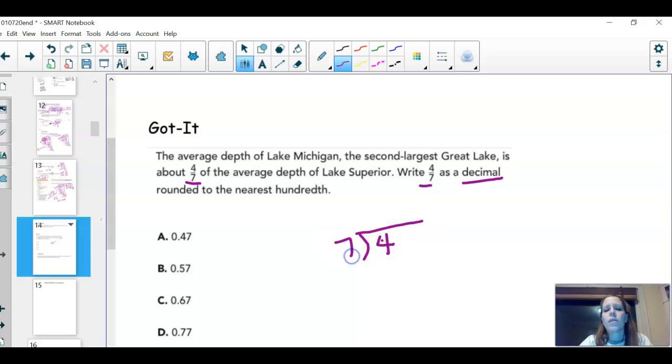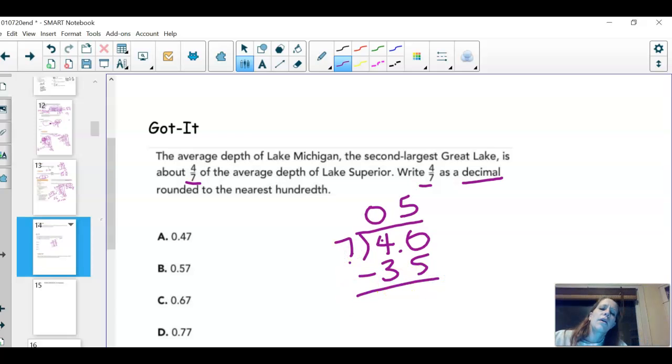Yo voy a escribir mi puente. Yo voy a escribir 4 y 7. I'm going to draw my bridge. I'm going to write 4 and 7. 7 times 0 is going to get me as close to 4 without going over. Necesito escribir punto cero. I need to write 0.0. 7 times 5 is as close as I can get. 7 times 5 is 35. 7 por 5 es igual a 35. Y ahora yo tengo 5.